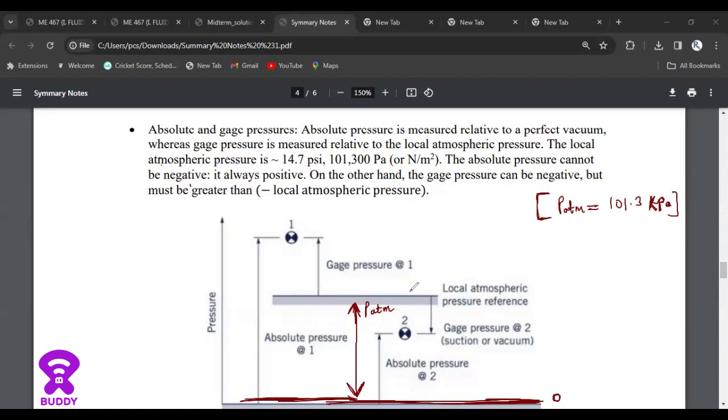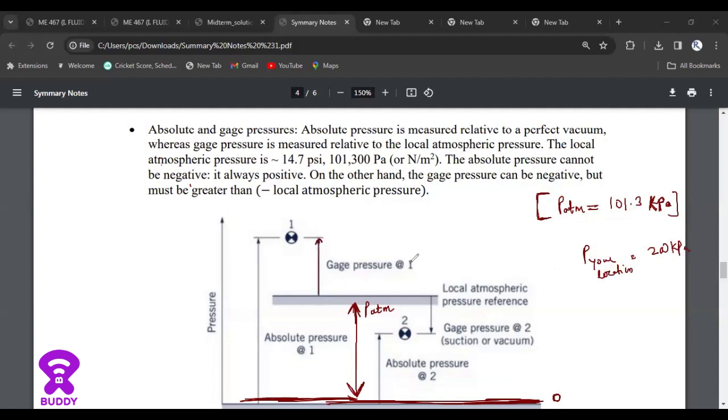Suppose you are living in a certain area, and I say the pressure at your location is 200 kilopascal. What will you understand? That means the total value of the pressure in your location is 200 kilopascal. You will understand that in my area, the pressure is more than atmospheric pressure. How much extra pressure is there? 100 kilopascal. This is the value.